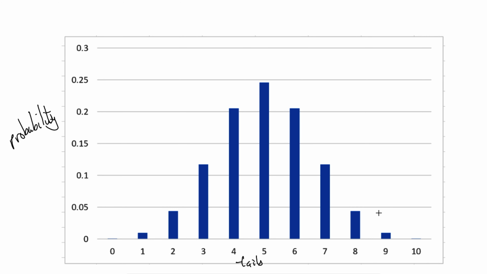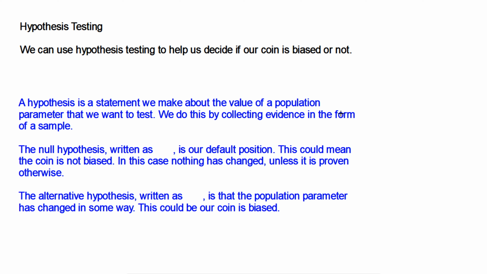So we can use hypothesis testing to decide if our coin is going to be biased or not. Now, a hypothesis is a statement we make about the value of a population parameter that we want to test. And we do this by collecting evidence in the form of a sample. So in our case, it's actually going to be flipping the coin.